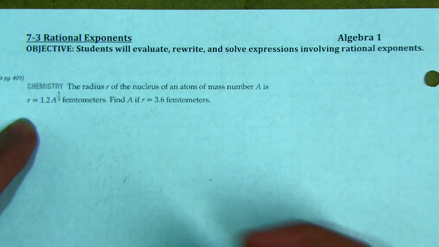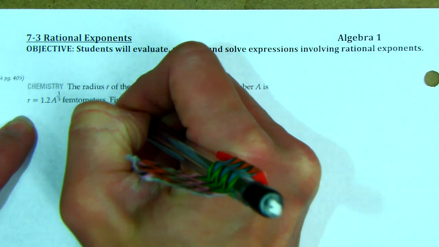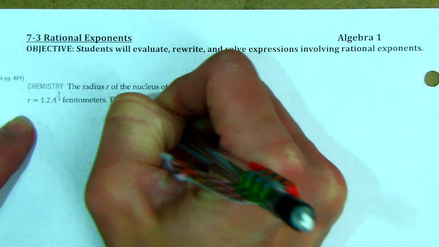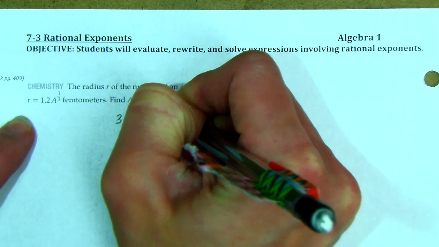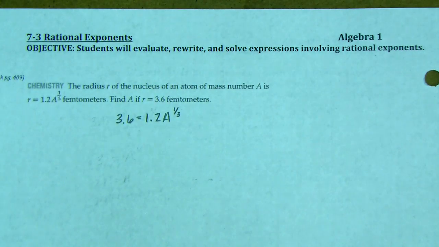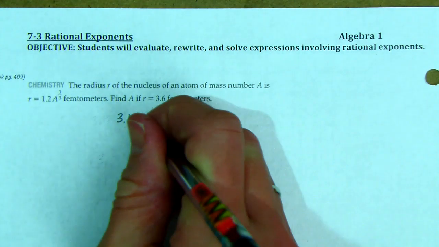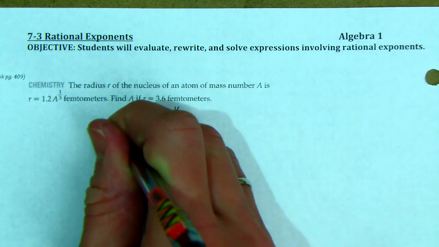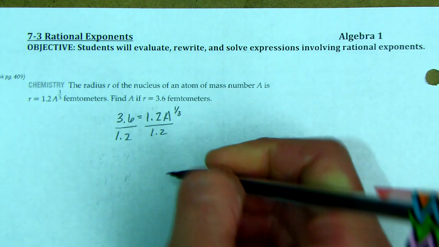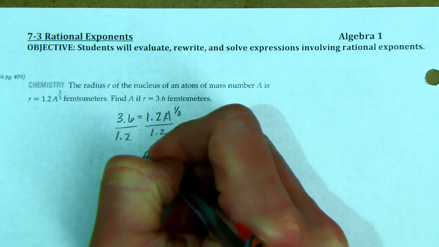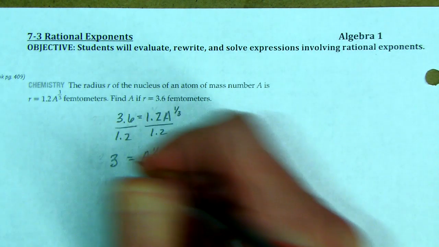So I'm going to take that equation and make it 3.6 equals 1.2 A to the 1/3 power. Just substituting that in. Now let us solve for A. First thing I'm going to do is divide by that coefficient, so 1.2, which is nice because it comes out so pretty. So A to the 1/3 power equals 3.